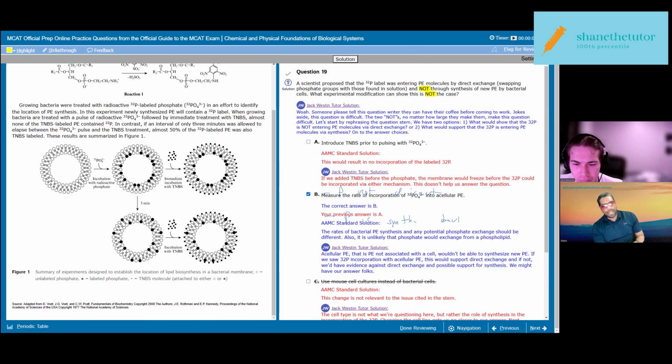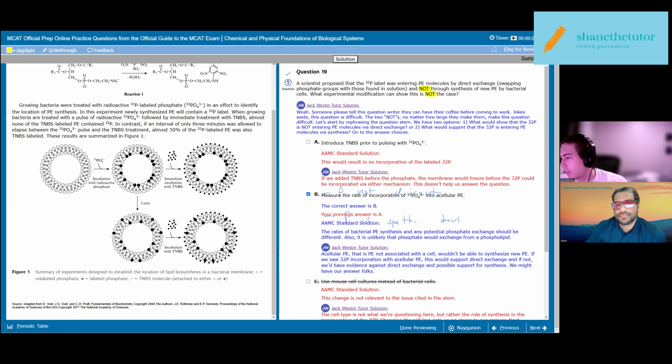So now a zoomed out view would be, how can we tell if we're adding phosphates directly or that bacteria is synthesizing the phosphate? And if you use acellular, a non-cell environment, and you get phosphate incorporated into the PE, that must be through direct means because there's no living cell.